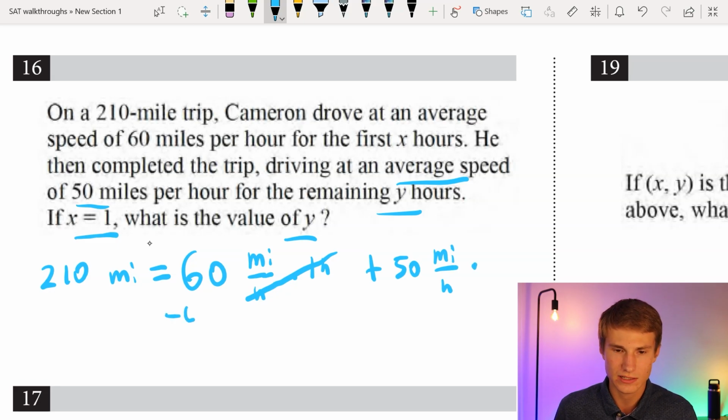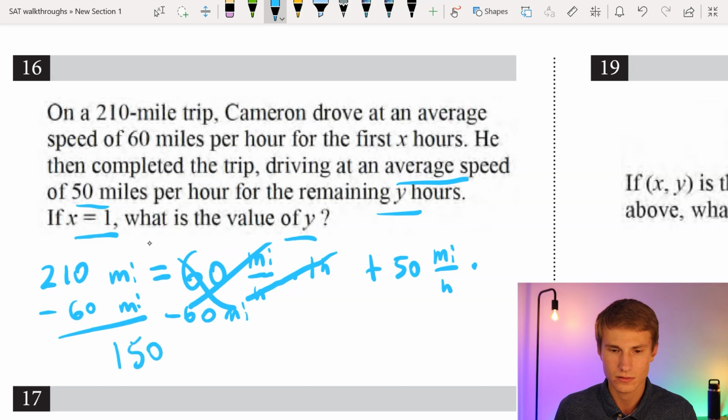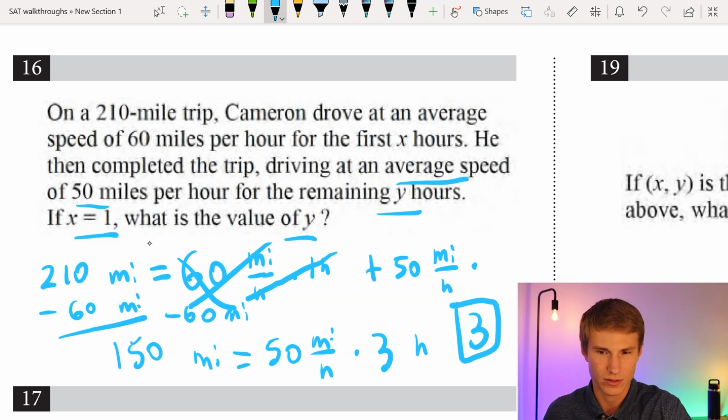Well, we can go ahead and subtract 60 from each side, 60 miles from each side, that is. When we do that, we're going to end up being left with 150 miles. So now we've got 150 miles is equal to 50 miles per hour times a certain number of hours. We see that this is going to have to be 3 hours, okay? So our answer here, when we see H would obviously cancel, giving us miles, right? But our answer then is going to be 3. So answer is 3 for number 16.